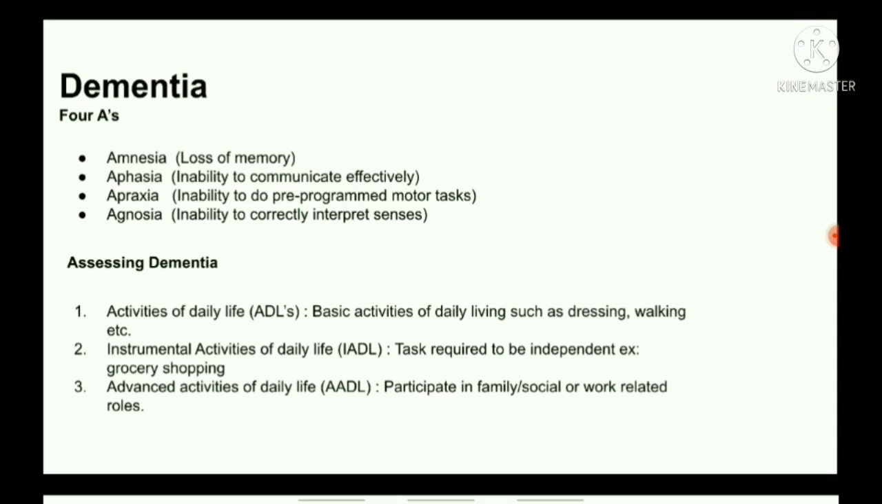And there are 4 A's of dementias. The first one, amnesia, which is loss of memory. Then comes aphasia. This is inability to communicate effectively. Patients forget words and they have trouble understanding the words. Patients with dementia may not understand anything, but they still nod their heads to pretend. When you ask them to repeat what you just said, they are not able to repeat because they don't comprehend.